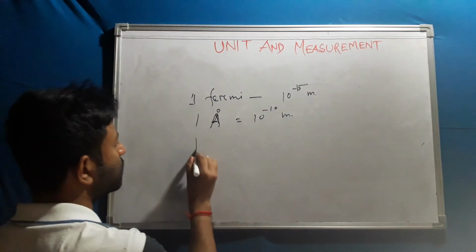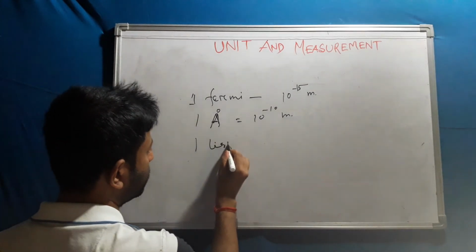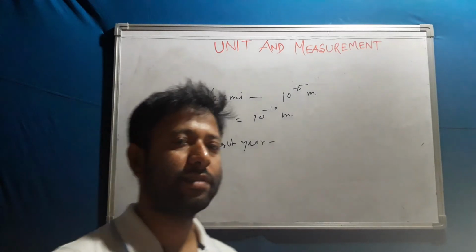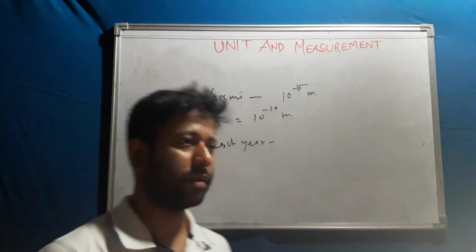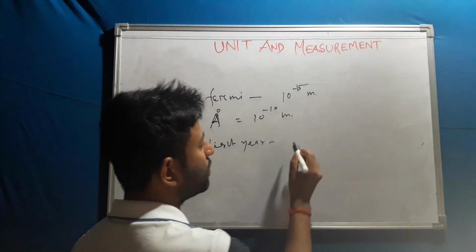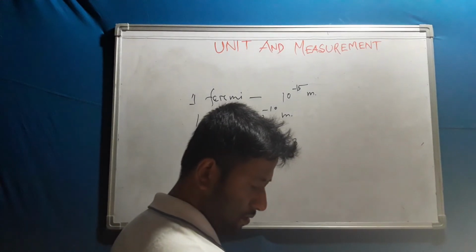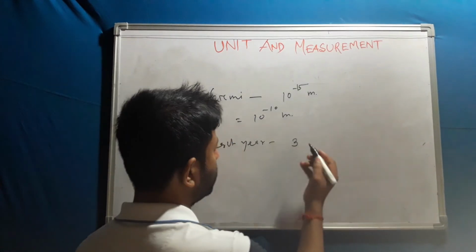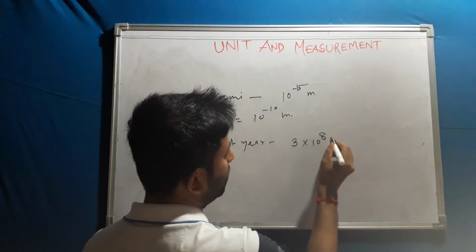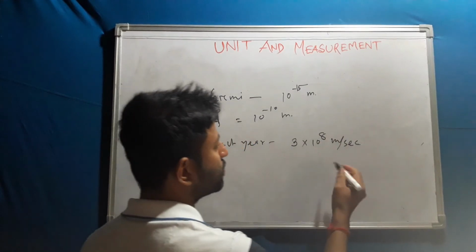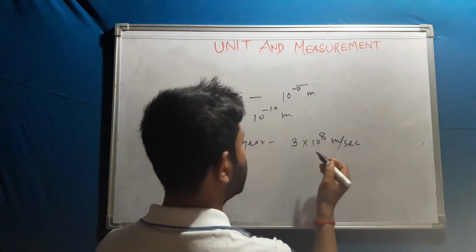Another important one here is one light year. What is one light year? That means how much distance light can travel within 1 year. So we know the velocity of light is 3 into 10 to the power 8 meter per second. This is the velocity of light.